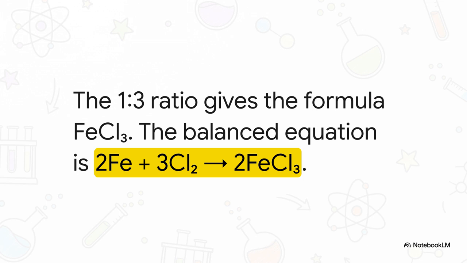But wait, we're not done. The question asks for the balanced equation. We have to remember that chlorine gas doesn't exist as single atoms. It hangs around in pairs, so it's Cl2. So we start with Fe plus Cl2 makes FeCl3. To get that to balance out, we end up with our final answer. 2Fe plus 3Cl2 gives you 2FeCl3, and that is how you bag all 6 marks.